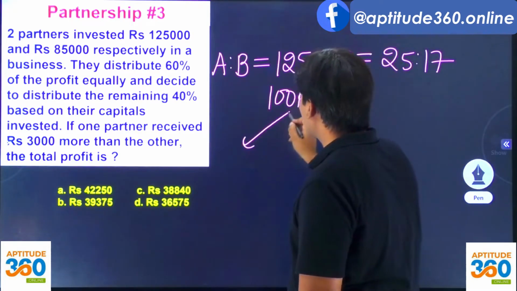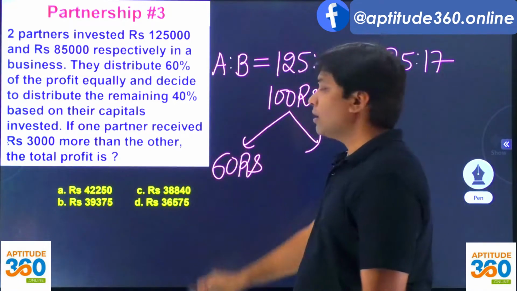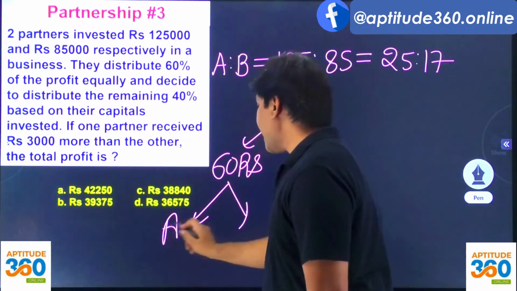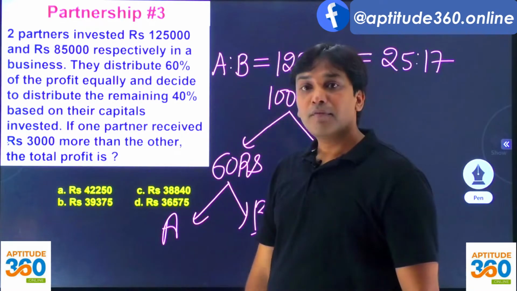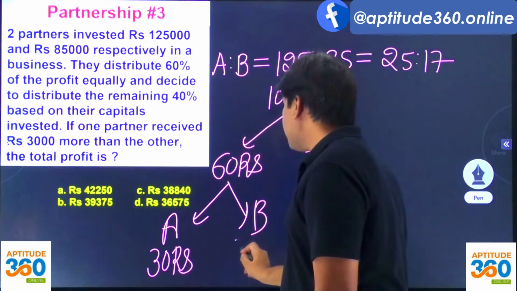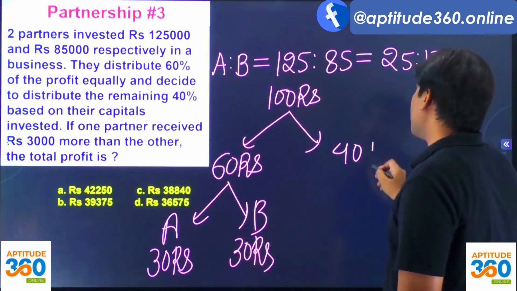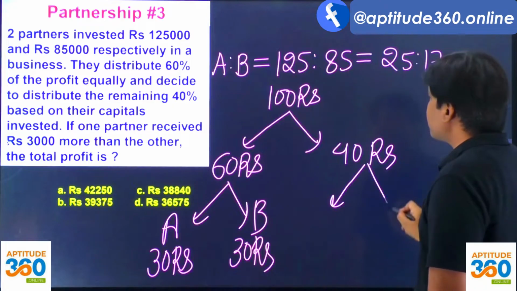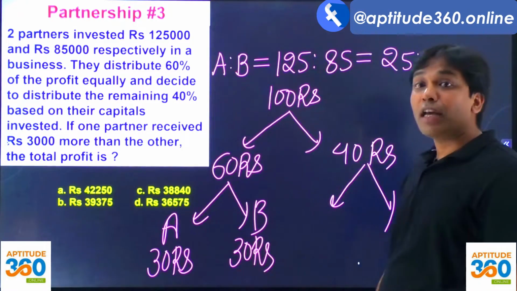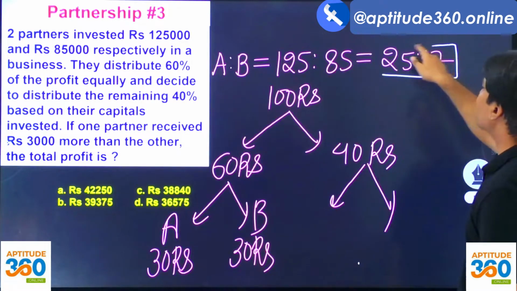Now 60% of A problem बोलता है 60 rupees has been divided amongst A and B 50% and 50%. So A would be getting 30 rupees profit and B should be getting 30 rupees profit. And then the rest of 40 rupees should be distributed in the ratio of their capitals. अब जिस रेशियो में कैपिटल आया हुआ है उसी रेशियो में हमारे को प्रॉफिट बांटना है. और कैपिटल किस रेशियो में आया हुआ है इस प्रॉब्लम पे?